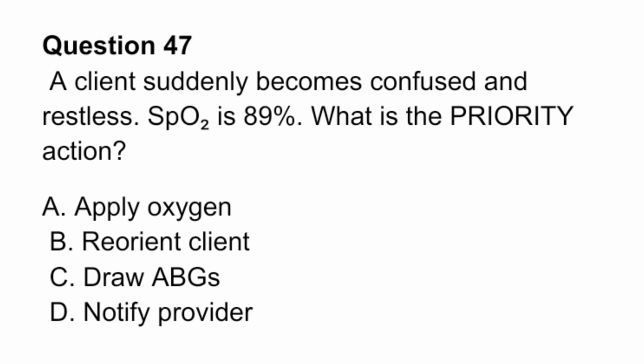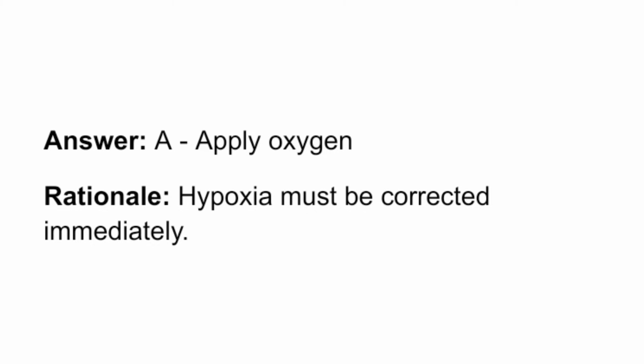Question 47. A client suddenly becomes confused and restless. SpO2 is 89%. What is the priority action? A. Apply oxygen. B. Reorient client. C. Draw ABGs. D. Notify provider. Answer A. Apply oxygen. Rationale: hypoxia must be corrected immediately.